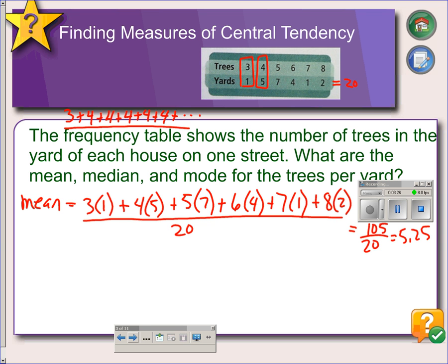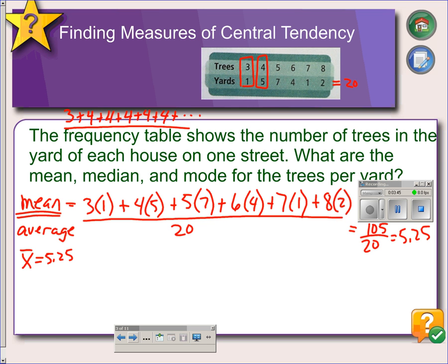The mean, as I told you before, is known as the average. And it's such a common statistic that it has its own symbol. It looks like this, and you pronounce it X bar. So the mean would be X bar equals 5.25.